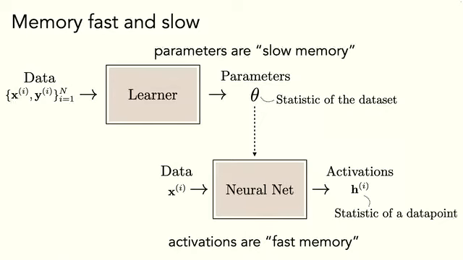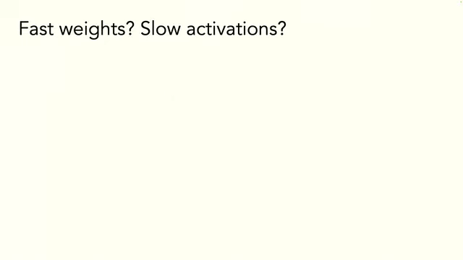And this is interesting, right? So we can think of parameters as maybe slow memory. You're slowly building this memory of the entire training data set. And activations are fast memory. It's some statistics or some memory of some existing data point. But do we ever think about fast memory weights of a model or slow memory activations of a model?